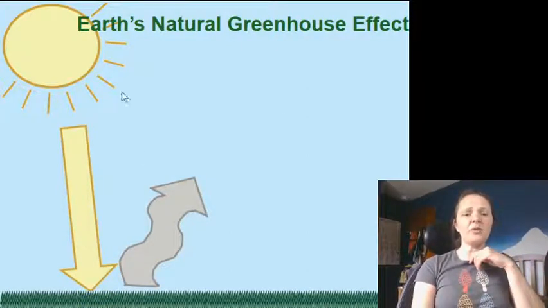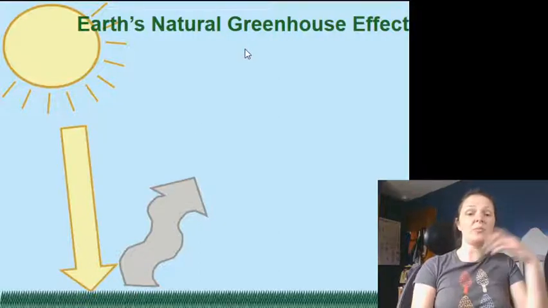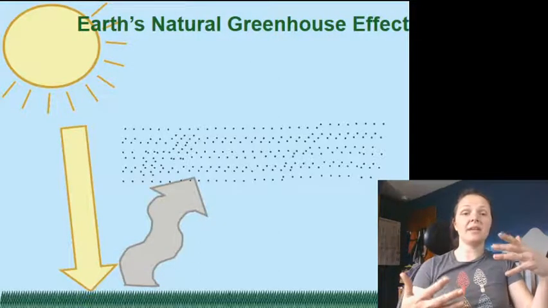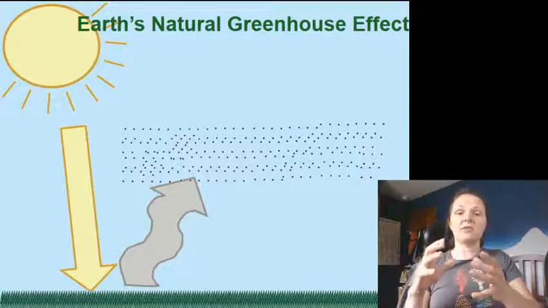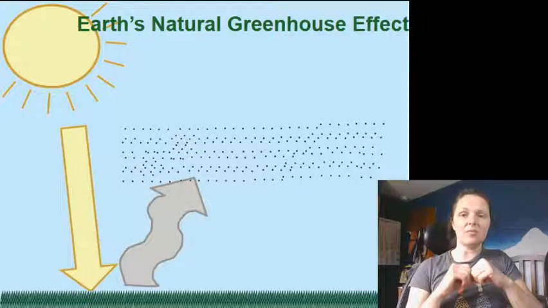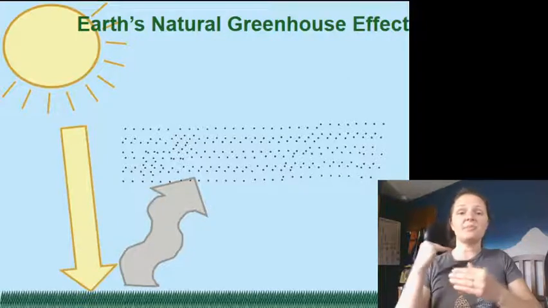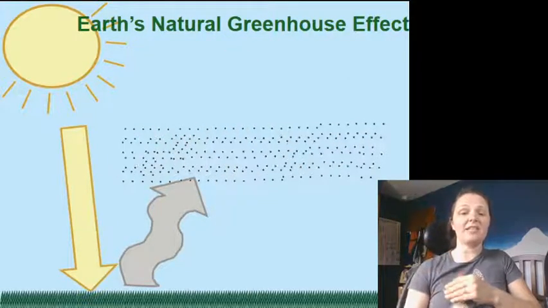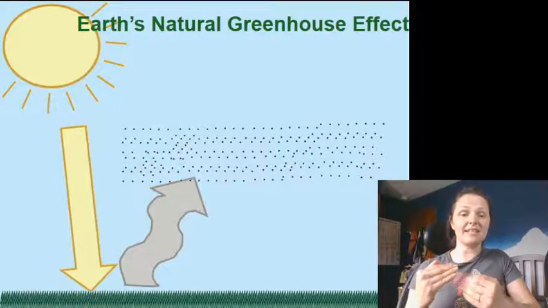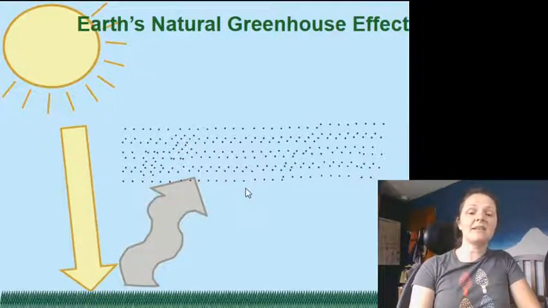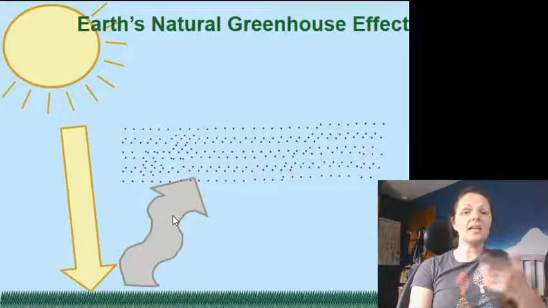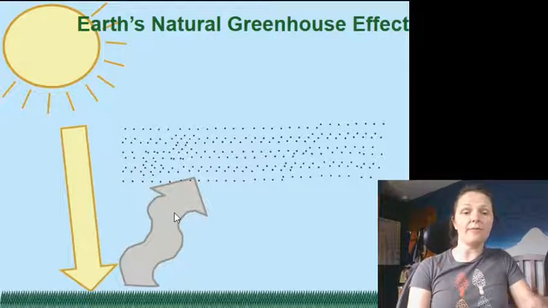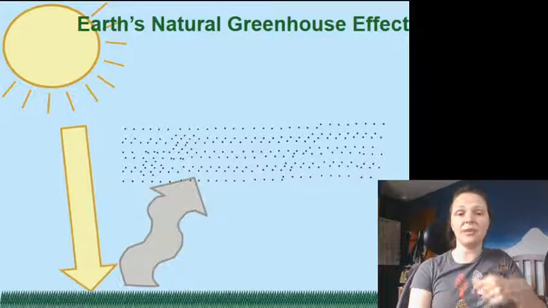Okay, so in a planet with no atmosphere, this radiation would just travel right back out to space. But we have a planet with an atmosphere. And in particular, our atmosphere is full of these tiny little gases that we call greenhouse gases. So something that you should write down right now, which is the definition of a greenhouse gas: a greenhouse gas is a gas molecule that absorbs infrared or long wave radiation. So if you need to pause it to write that down, go for it.